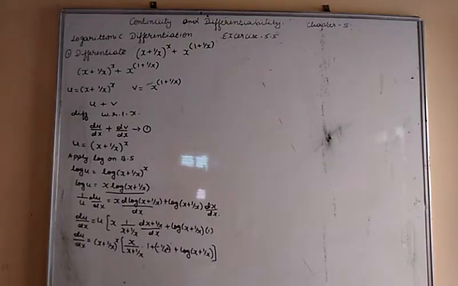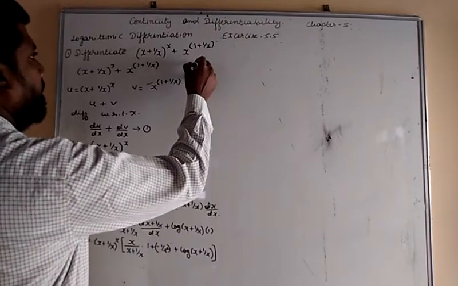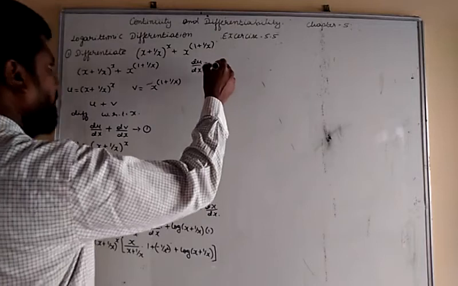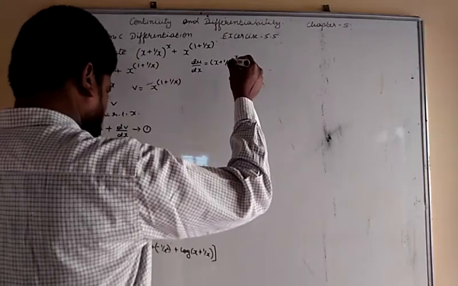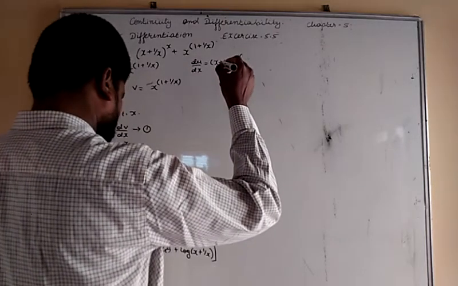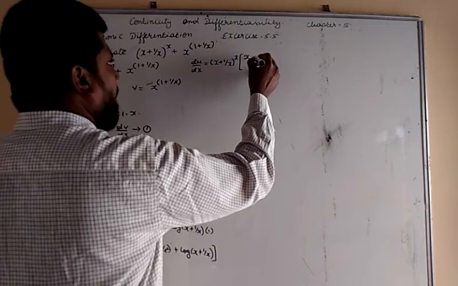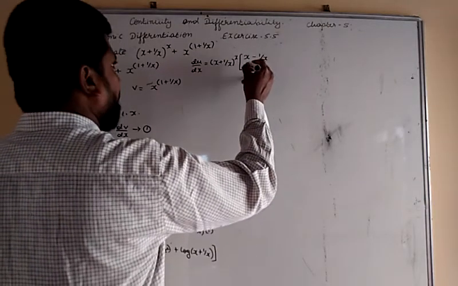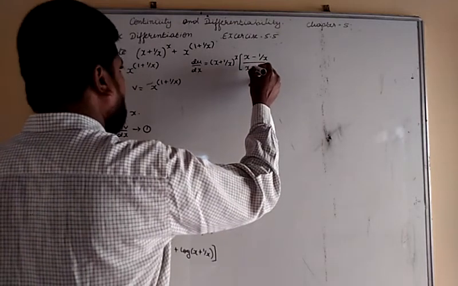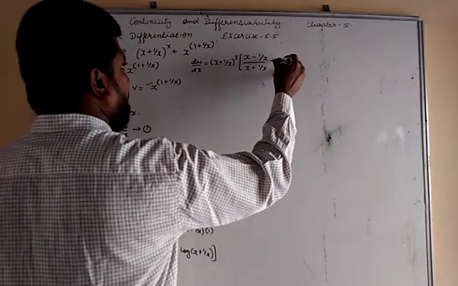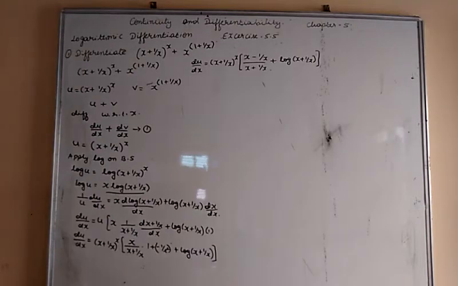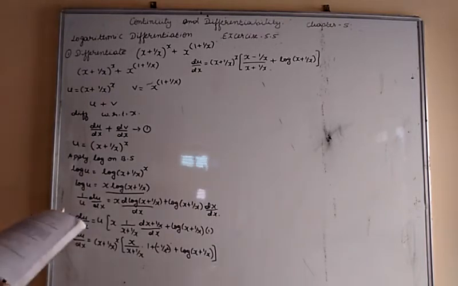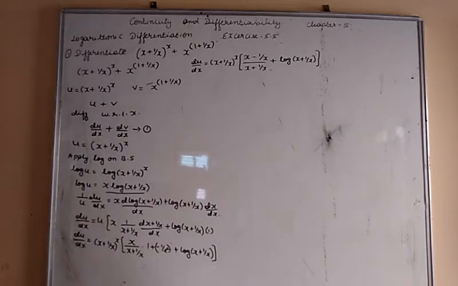Okay, then du/dx = (x + 1/x)^x into [x (x - 1/x) / (x + 1/x) plus log(x + 1/x)]. If you multiply x inside, x into 1/x is 1, then we can cancel x. Let us consider that as 2.